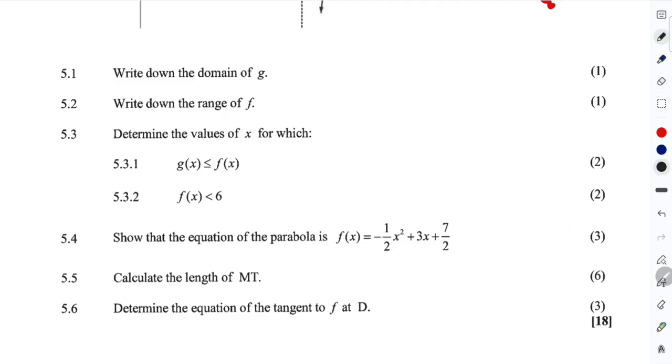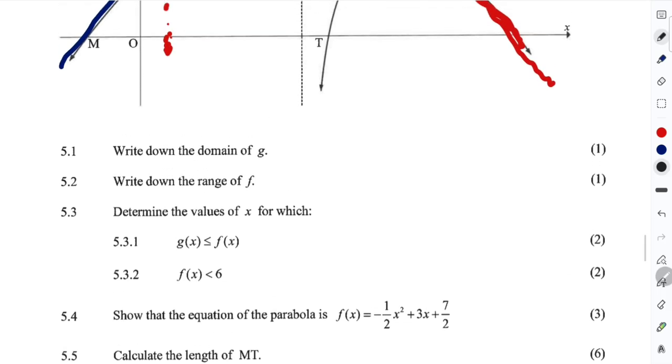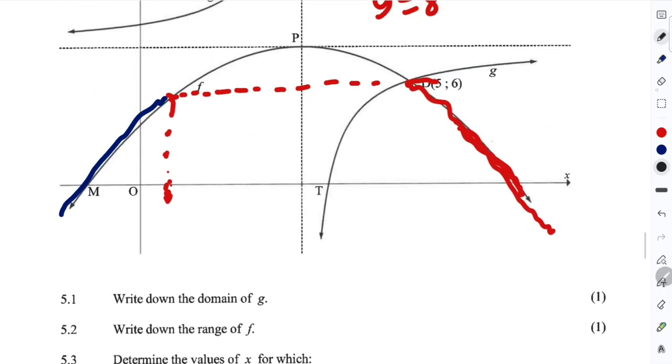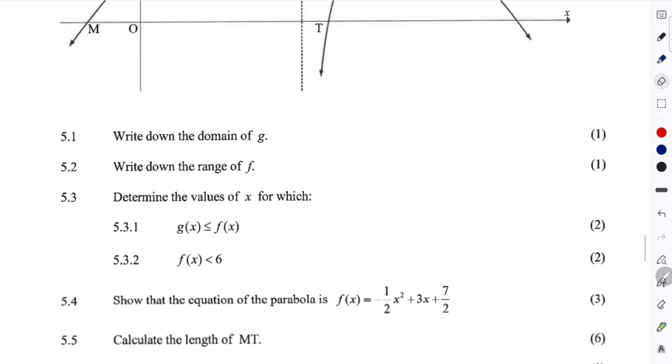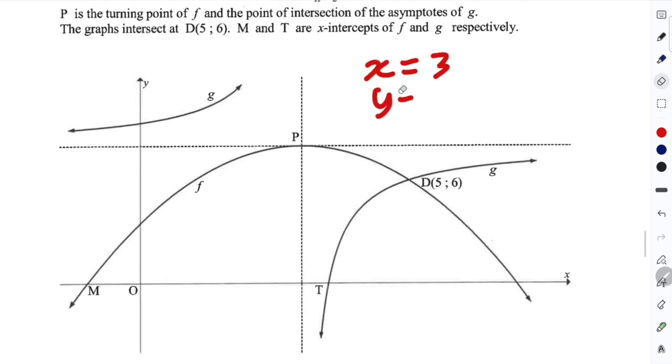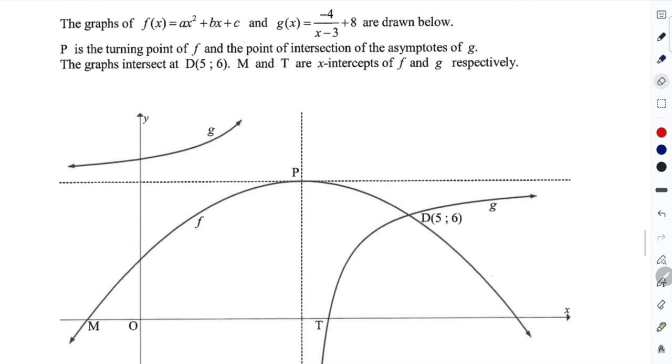Okay, now they're saying show that the equation of the parabola is f of x equals negative half x squared plus 3x plus 7 over 2. You can already see the value of a is negative, which I expected because my graph is facing downwards. Remember when we started looking at the question, we already expected the value of a to be negative. So then we know that is correct.